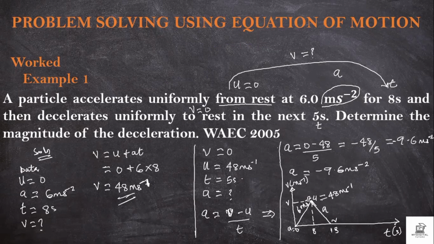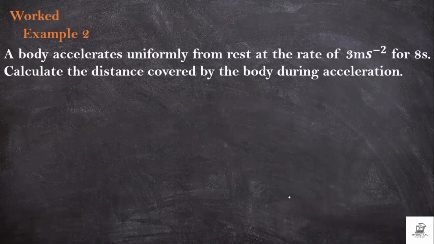And the time taken is the difference of 13 and 8, which will give us 5. So we have our time, we have our initial velocity, which is this, and we have the final velocity, which is 0. Then we can get our deceleration. That is how we come about this. I hope this is understood. So that's how you solve this type of question.